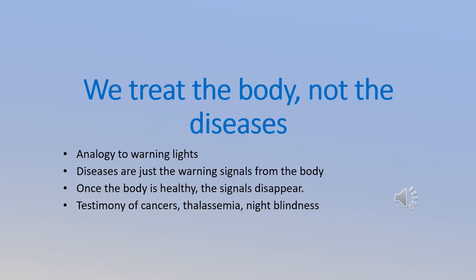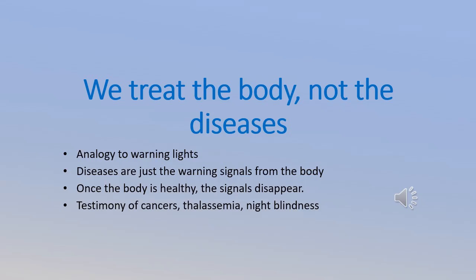Now, the next rule is we treat the body. We do not treat the disease. This is an analogy to the warning lights in your car. When you buy a car, sometimes there's something wrong with it, so there are some warning lights. What are you going to do with the warning lights? You need to send the car to the mechanic to repair it, so that the warning light will disappear. You cannot tell the mechanic, "Remove the light, the light is hurting my eye." You cannot do that. You have to repair the car. When the car is okay, the light is gone.